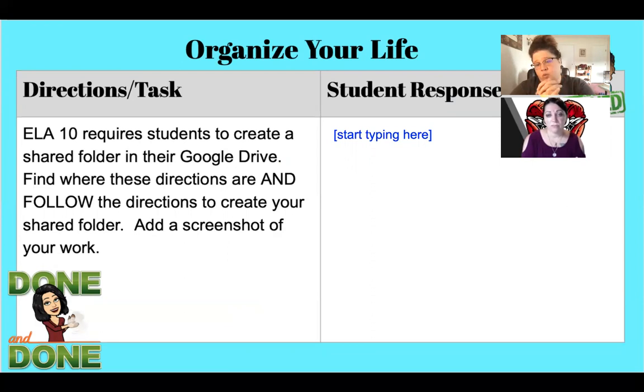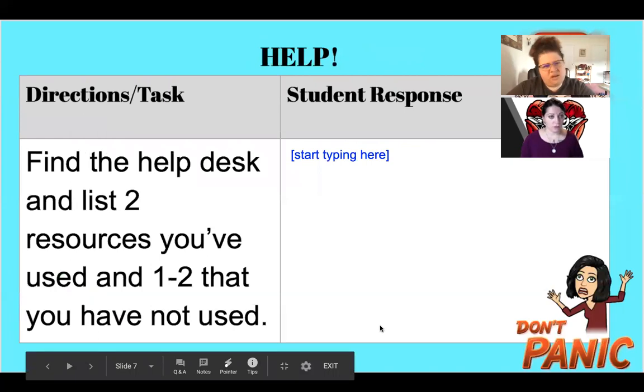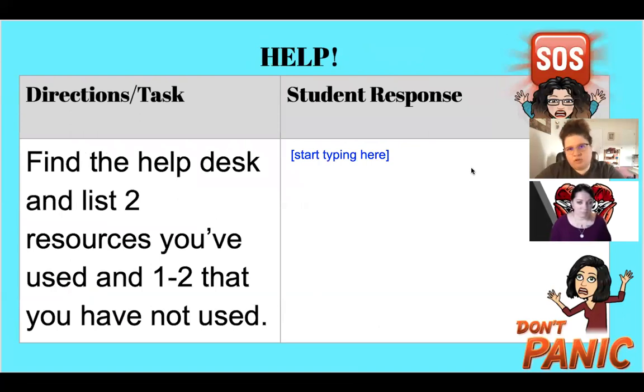Once you set it up, you share it with either Ms. Whitworth or myself, whoever your teacher is. That way we also have access to it. Correct. Okay. Oh, this one. The help desk is pretty simple. There are a couple of resources that you've never seen. Tell us about those. Yeah, just what you haven't seen before.